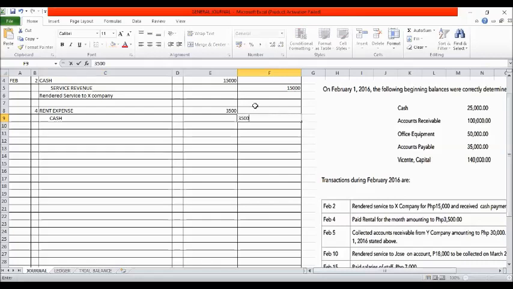So titingnan niyo yung mga transactions kung pumapasok ba yung pera or lumalabas. Let's say for example, sa first transaction natin, rendered service to X company and received cash. So nakatanggap tayo ng cash. Siyempre automatic, i-debit natin si cash kasi natanggap natin siya eh. Pumasok yung cash. Dito naman, paid rent. Tayo daw yung nagbayad, so lalabas si cash, so i-credit natin si cash. So, explanation natin dito is paid rental.